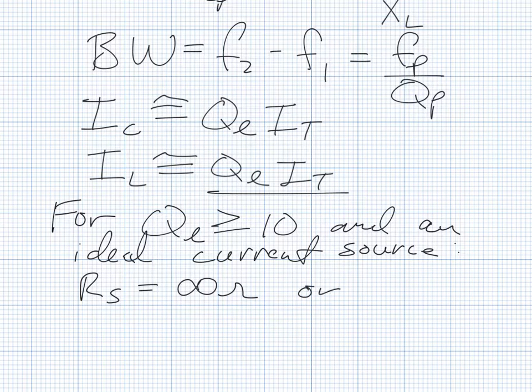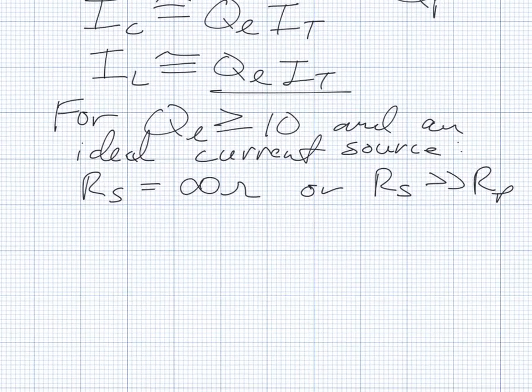Or another way of thinking of that is that we're going to say RS is much greater than RP. And remember, in that circuit, we had RS and RP in parallel. Well, if RS is much, much greater than RP, then pretty much we could say that that total impedance is really going to be just dependent upon RP. It's going to be the smaller value, right? And if RS is infinity, it doesn't account for anything in the total impedance.